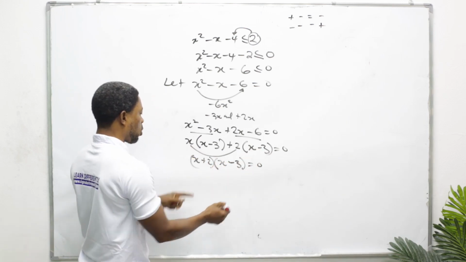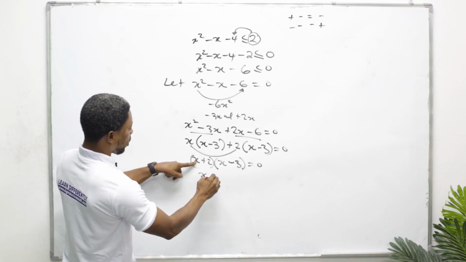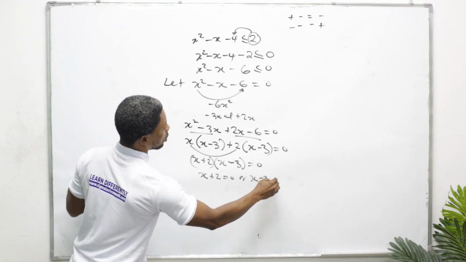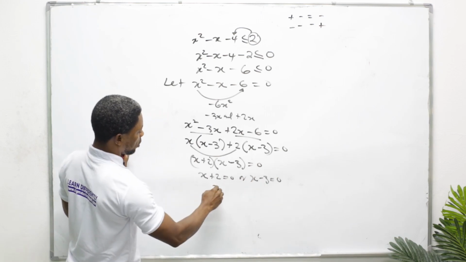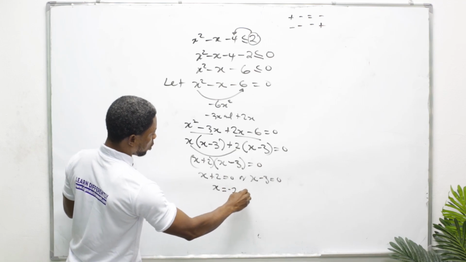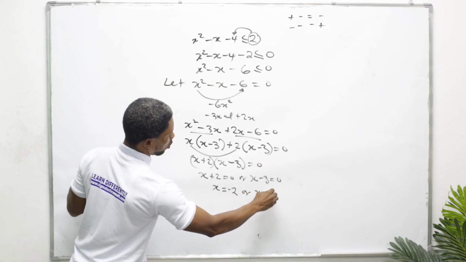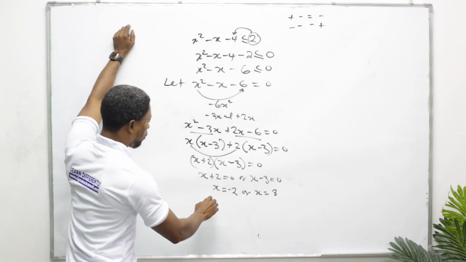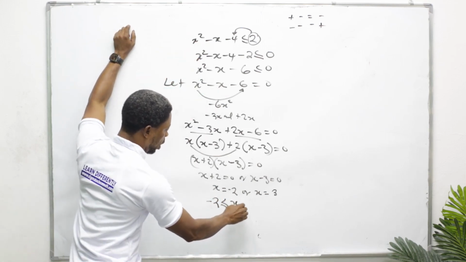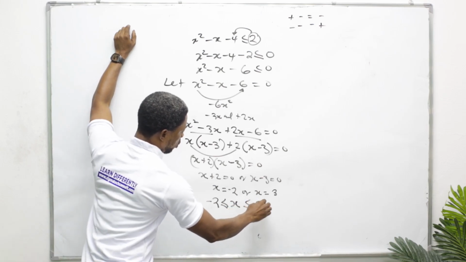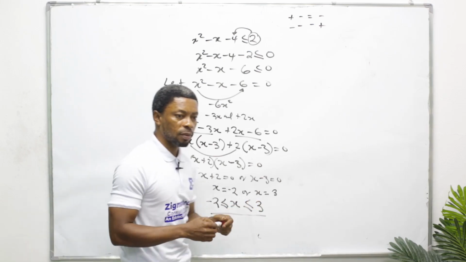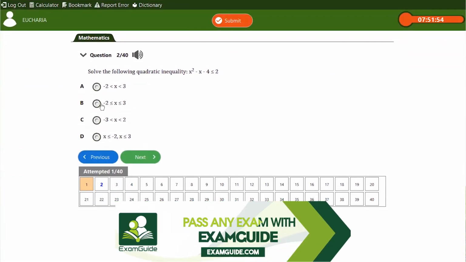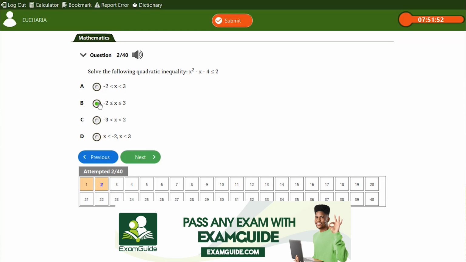Equate this to 0. So at this point in time, I can say that x plus 2 equals 0, or x minus 3 equals 0, which is now x equals minus 2, or x equals plus 3. So put it in the inequality. You now have minus 2 is less than or equal to x, and also less than or equal to 3. So let's check. Minus 3, minus 2, yes, you now have b.